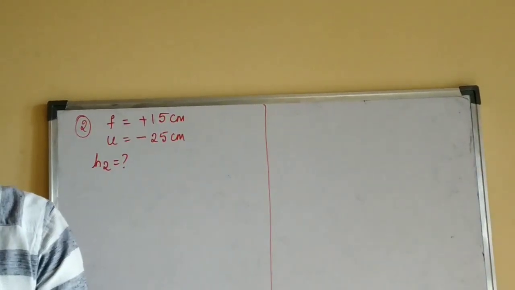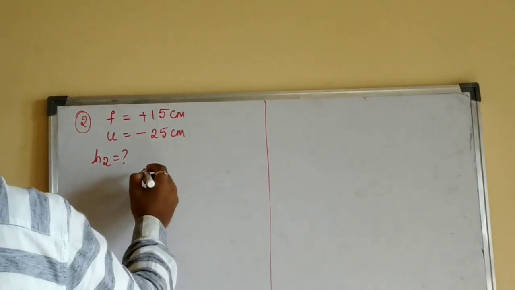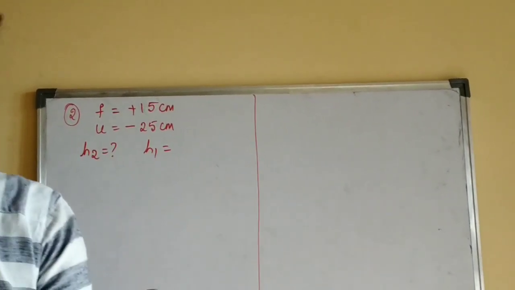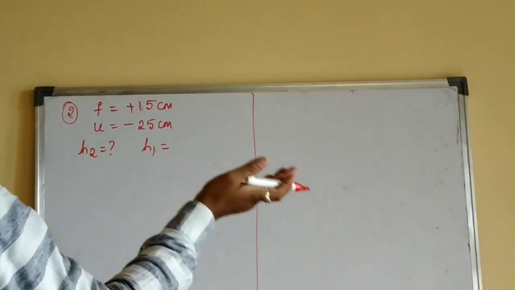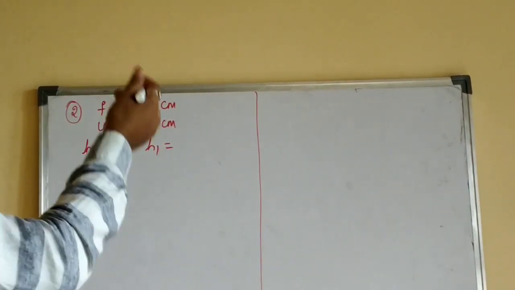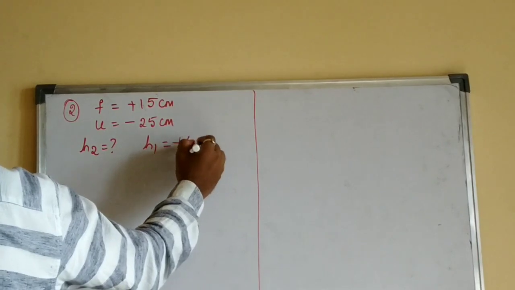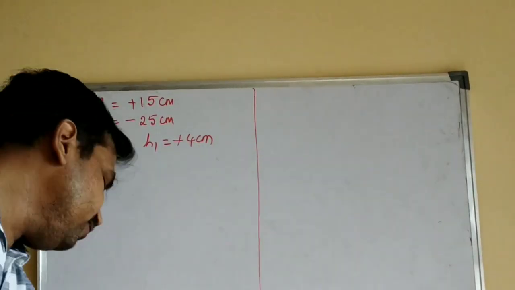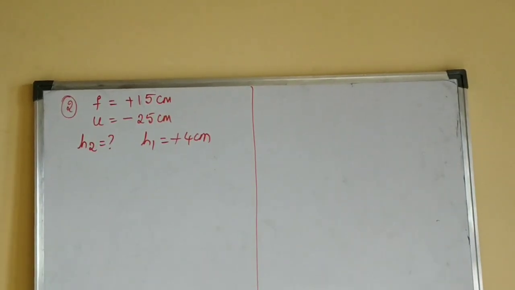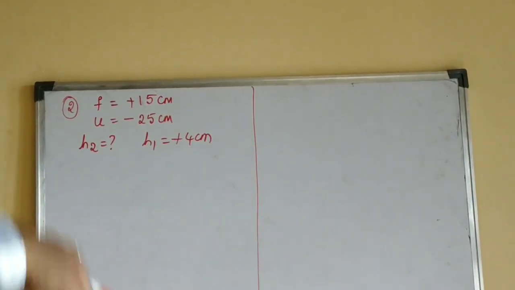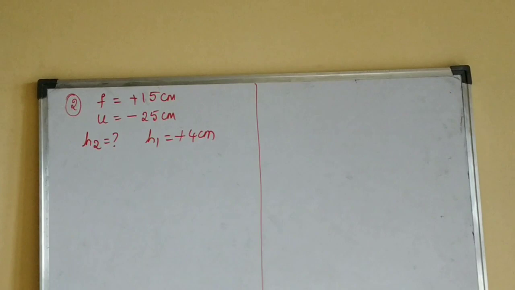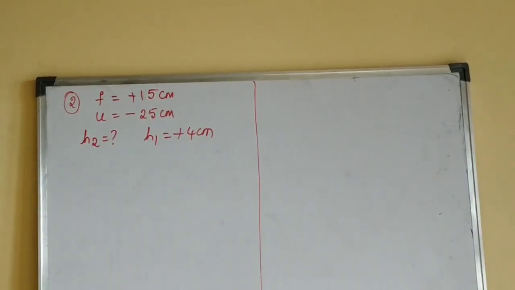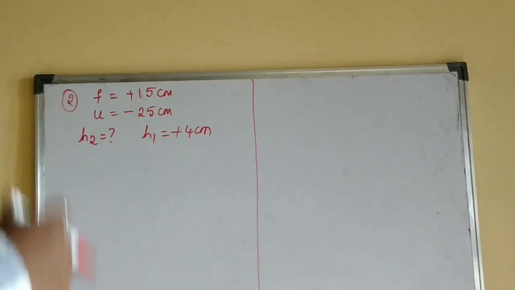If the size of the object is 4 centimeters, the object is always above the principal axis, so plus 4 centimeters. You have to find the size of the image. In the problem they have also asked you to trace the diagram. You can draw the diagram later, because you have to take the measurements first. So in order to draw the right diagram, do it at last.